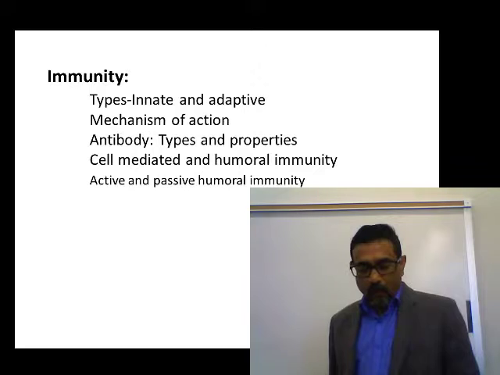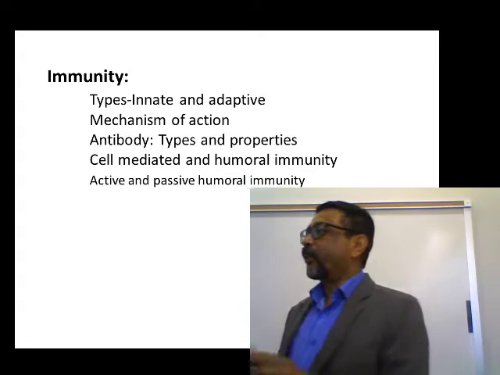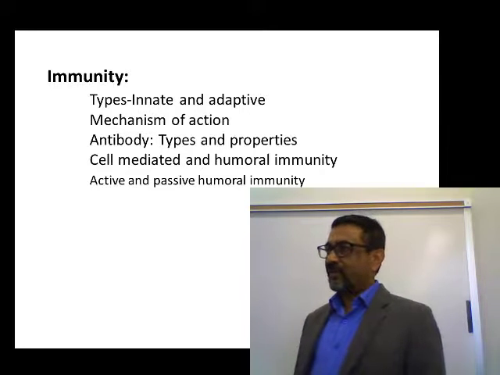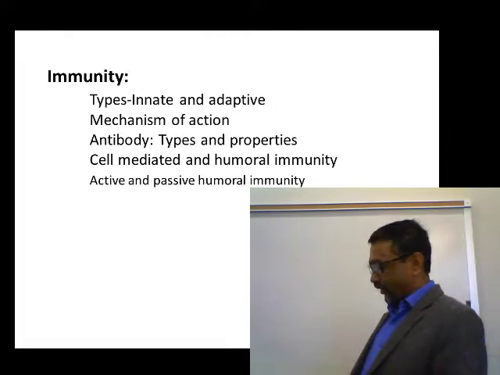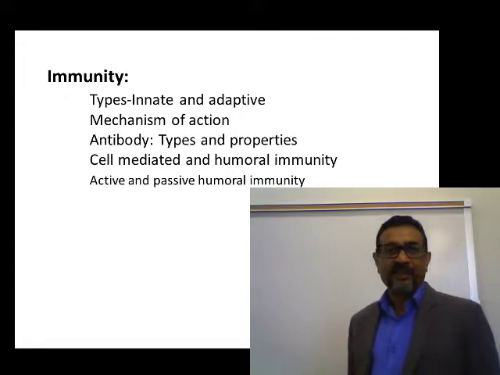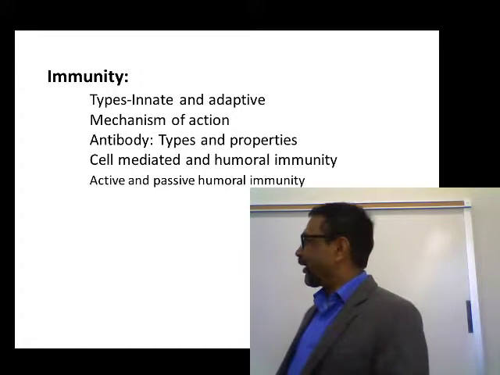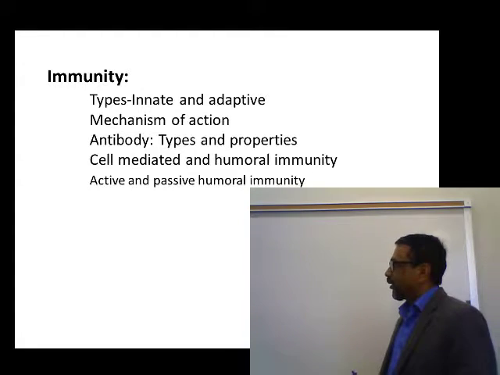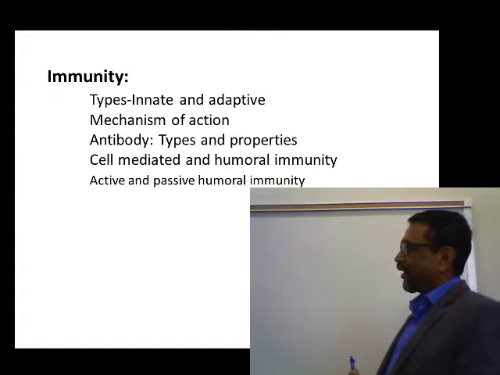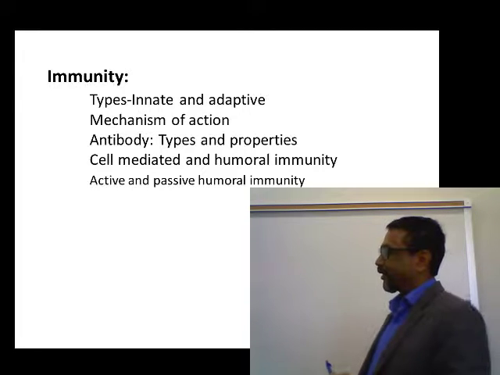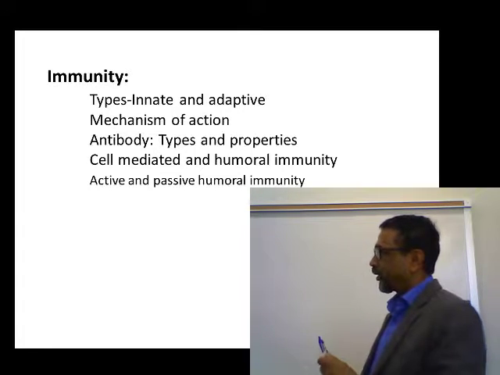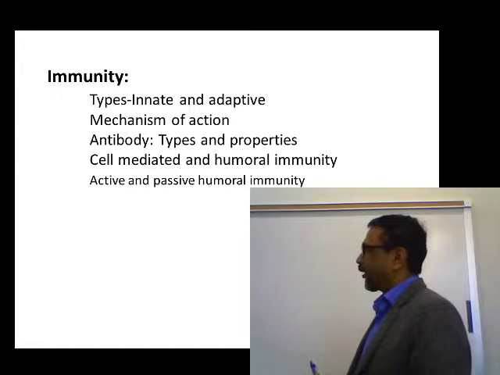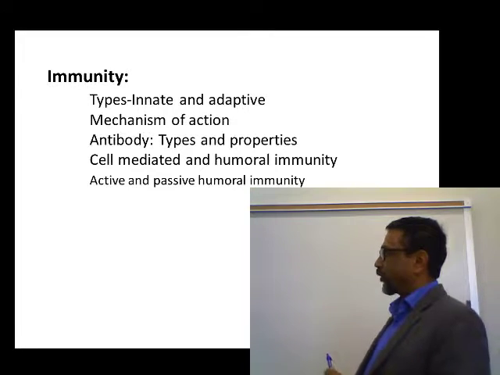One way to protect your body is producing antibodies. So, antibodies are the proteins that fight against the antigens. Antibodies are produced in your body in one type of immunity, and they fight against the antigens. We'll talk about the different types of antibodies, and properties of antibodies.